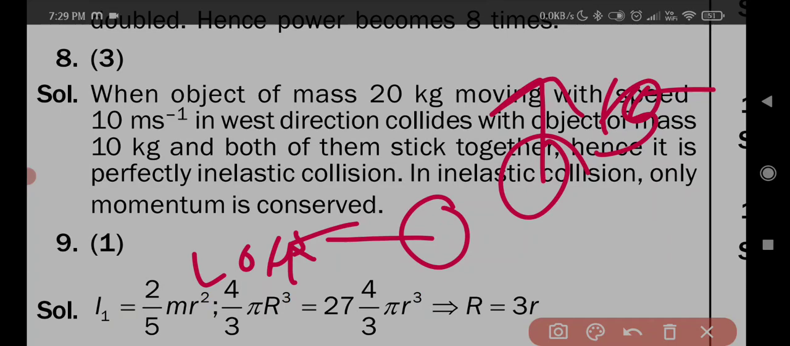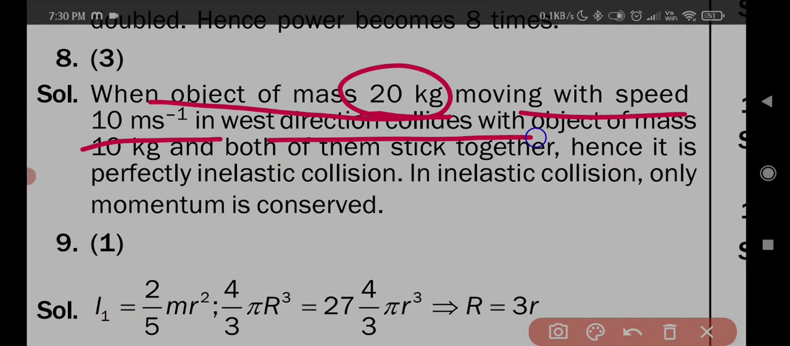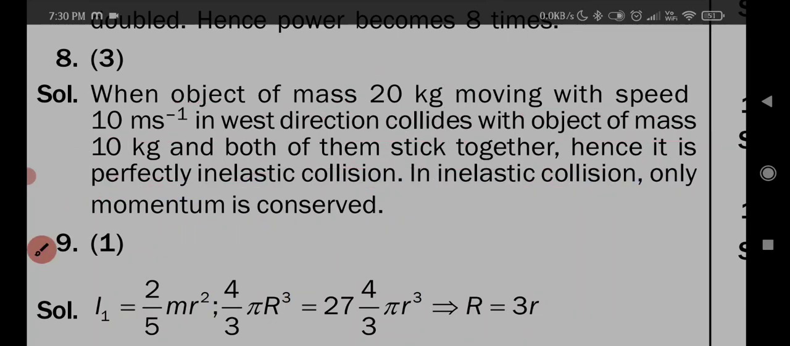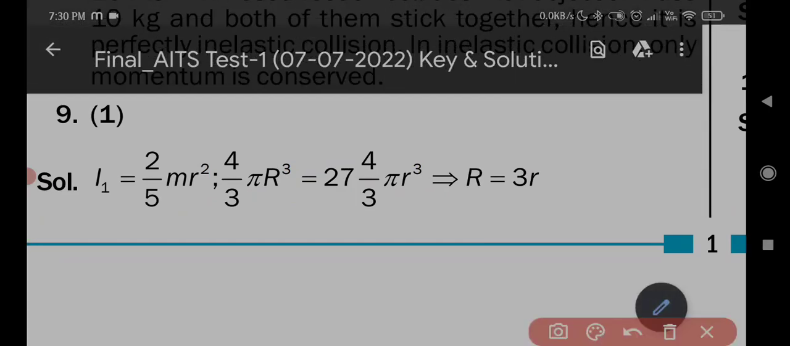See, if they are colliding and sticking, it means it is perfectly inelastic, like a bullet stuck in a pendulum. Perfectly inelastic means only momentum is conserved. No, kinetic energy is not conserved. They will move with a common velocity after sticking together. So the solution: the 20 kg object moving with 10 meters per second in the west direction collides with the object of mass 10 kg and both stick together, hence it is a perfectly inelastic collision. Only momentum is conserved. In an elastic collision both are conserved, otherwise inelastic.